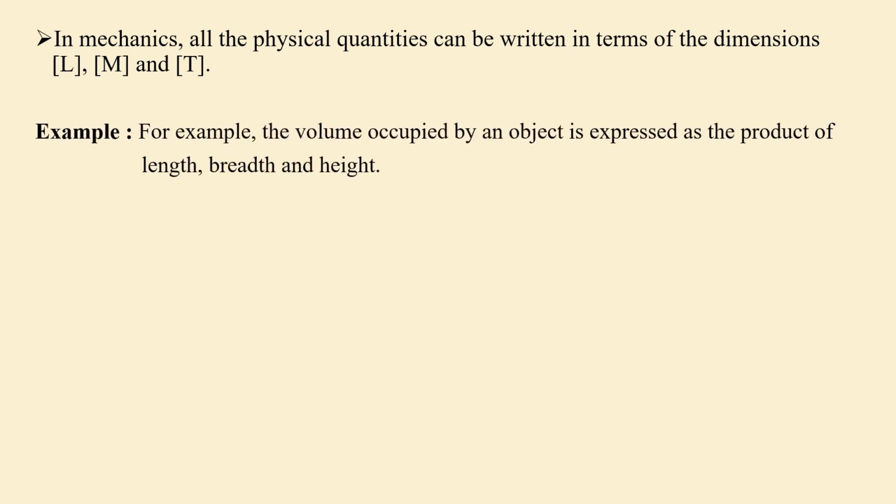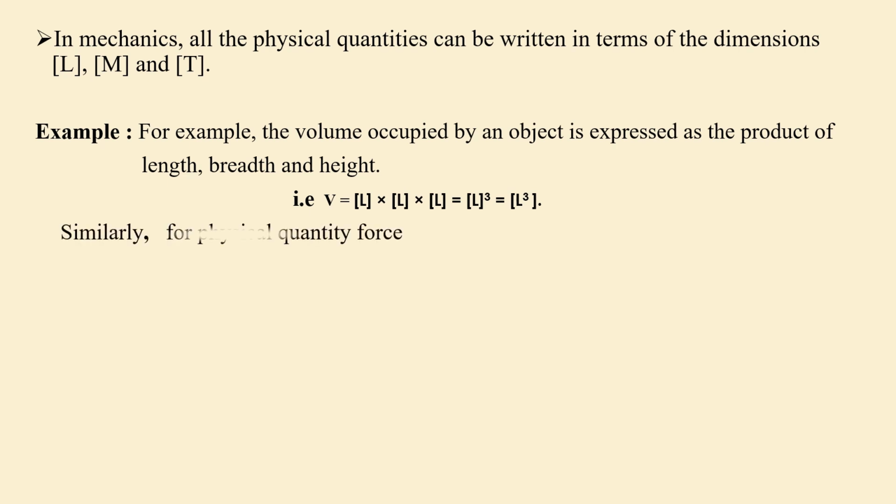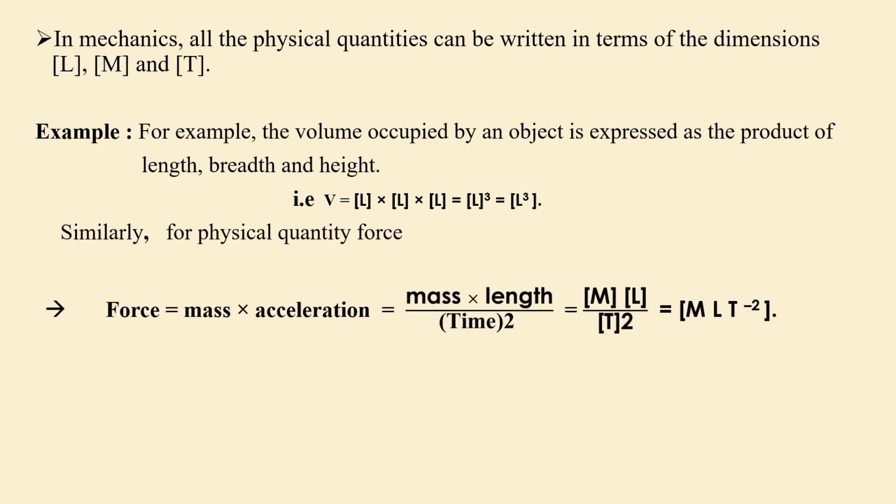For example, the volume occupied by an object is expressed as the product of length, breadth and height. That is, V = L × L × L = L³. Similarly, for the physical quantity force, force is equal to mass into acceleration, which is mass into length divided by time square, that is M L by T², equal to M L T⁻².